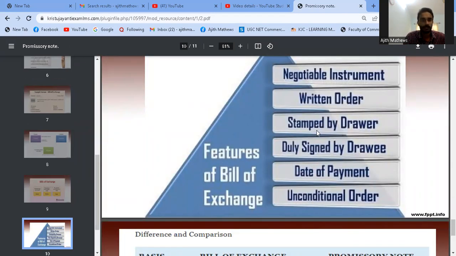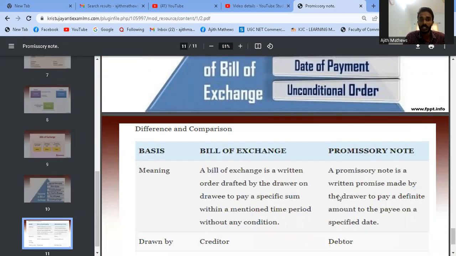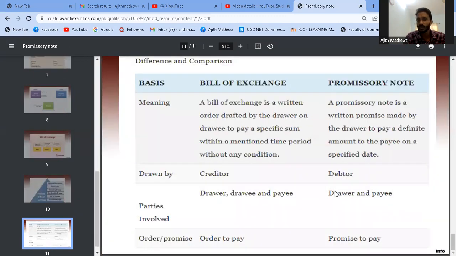Written order is there. They have to be properly stamped to make it a legal document, duly signed by the drawee. So the signature and address of the drawer and drawee is mandatory in the case of bill of exchange. Right. The signature as well as the complete information regarding the creditor as well as the debtor is mandatory in the bill of exchange. The date of payment, and it is an unconditional order. And these are some of the basic differences between the bill of exchange and promissory note.